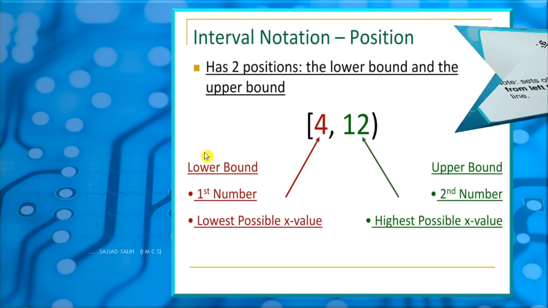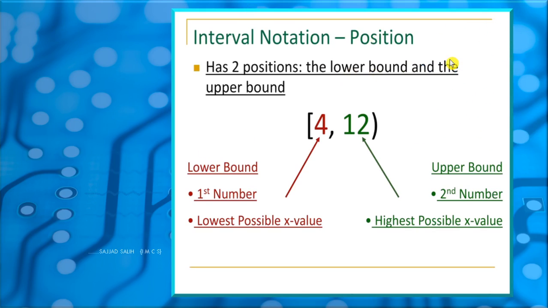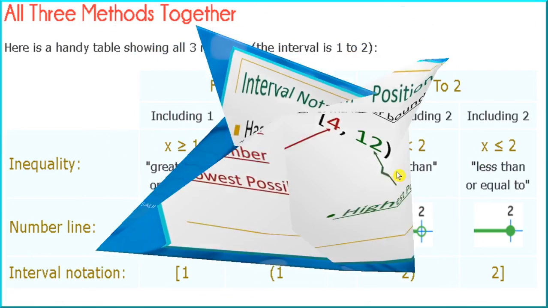Interval notation has two positions, the lower bound and the upper bound. Here are the basics of intervals. 4 means the lower bound, the first number, the lowest possible x value, and 12 is the upper bound, the second number, the highest possible x value. Okay, understand?